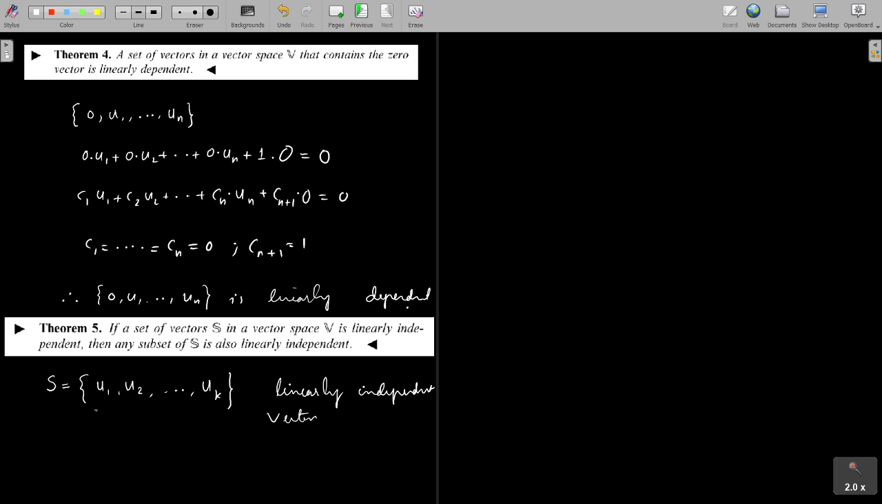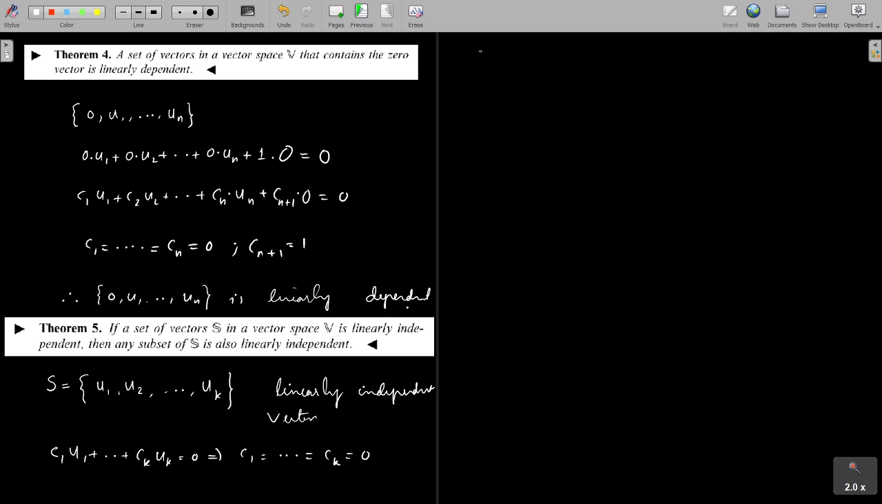Now you consider a subset of this. What is the meaning of linear independence here? Whenever you get an expression like c1 u1 plus etcetera plus ck uk equal to 0, that immediately implies that c1 equal to etcetera equal to ck equal to 0. All the coefficients must be 0. This is the only possible linear combination as 0. So this is the definition of a linearly independent set.